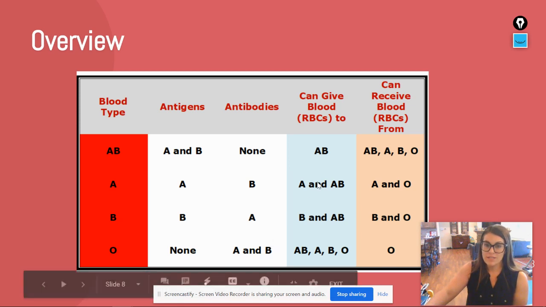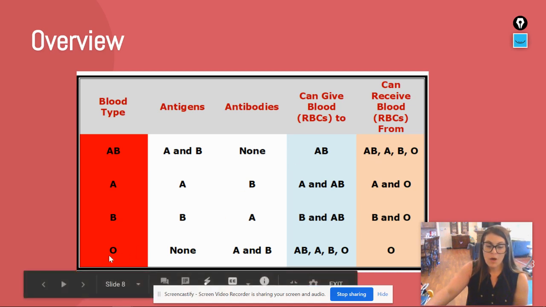So when you look at the blood typing, who can you give blood to? So if you have AB blood, they can give to AB, but they can receive blood from anybody because they don't have any antibodies. Their antibodies won't attach to any of these. So they are called the universal recipients. They can receive blood from anyone because they don't have any antibodies.